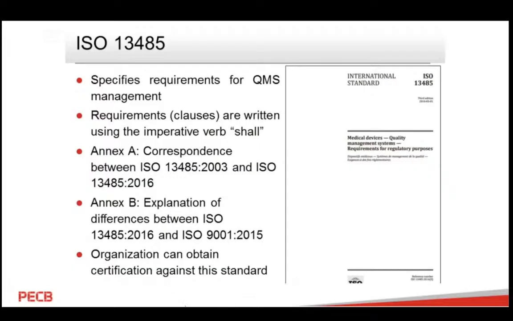Then we have Annexure A and B. Annexure A is the mapping between 2003 and 2016: what changes were made in 2016 and what was there in 2003, so that if a company has done the 2003 version and now wants to shift to the 2016 version, you can take help of these annexures. Annexure B explains the difference between ISO 13485:2016 and ISO 9001:2015. So these are just indexes and annexures you can refer to.